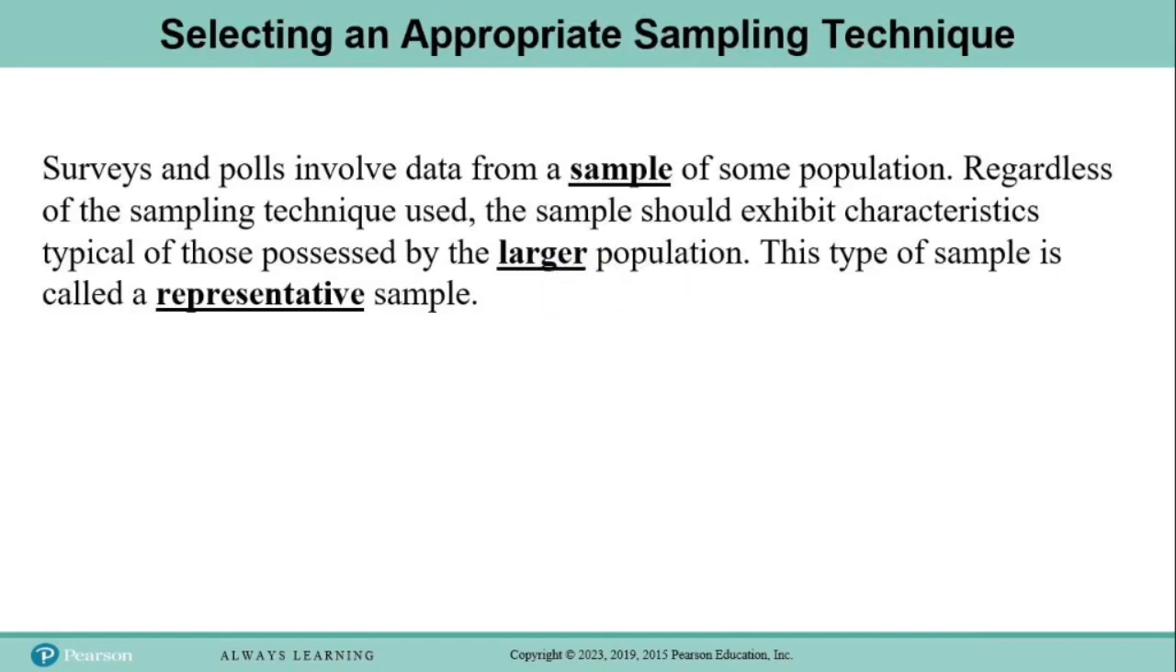So, like I've been saying, if your population is 40% men and 60% women, then your sample needs to be 40% men and 60% women. If your population is 10% very wealthy and 20% very poor, then your sample needs to contain 10% of people that are very wealthy and 20% that are very poor. Your sample needs to represent your population, and so this type of sample is called a representative sample. And that's always what we want when we're choosing a sample. We want a representative sample. Otherwise, the data you collect is no good.